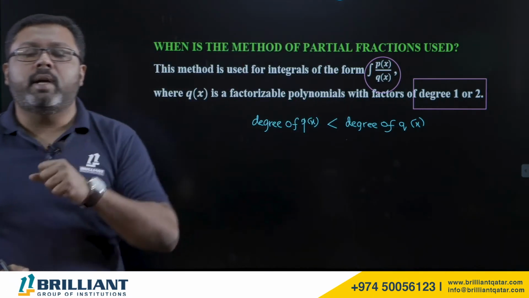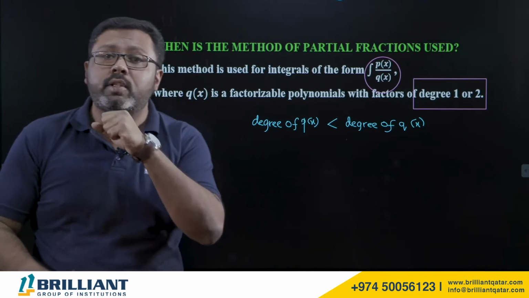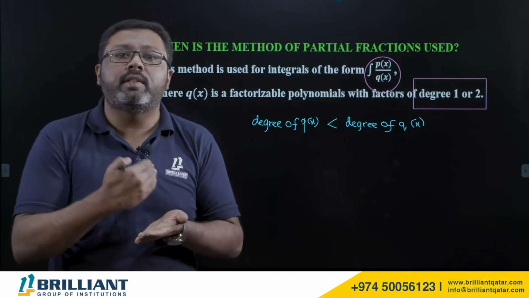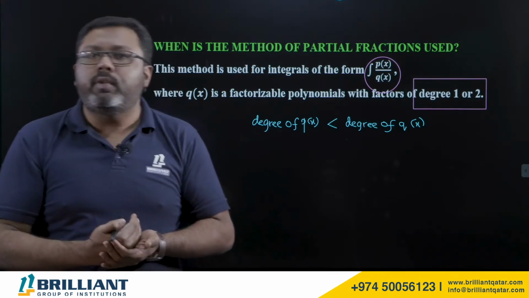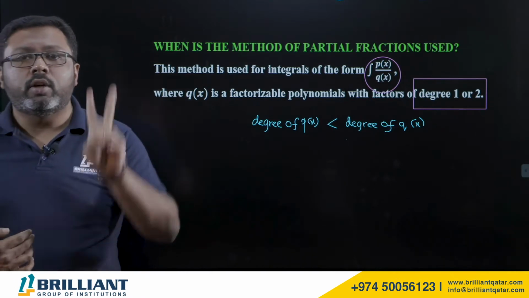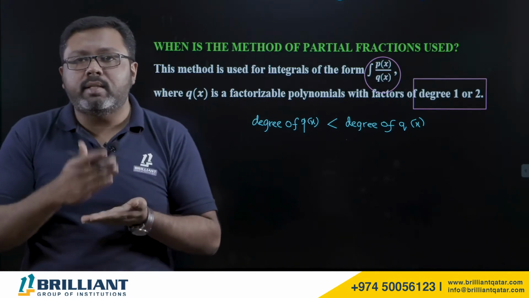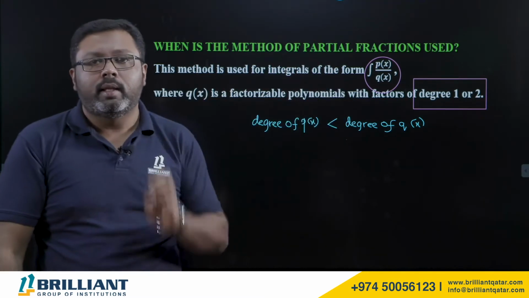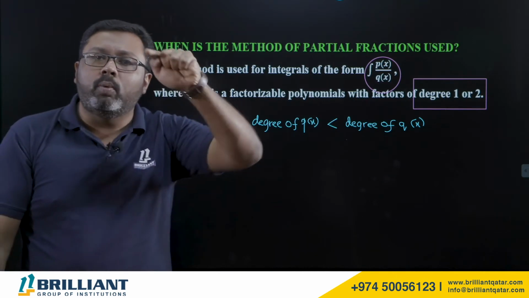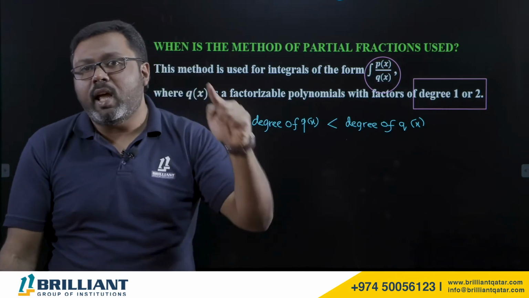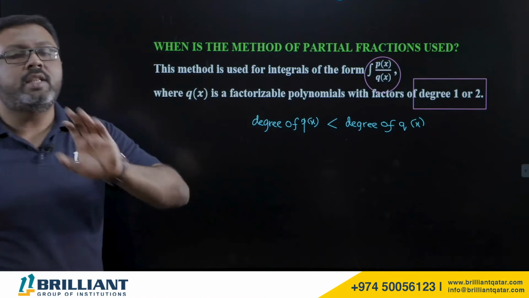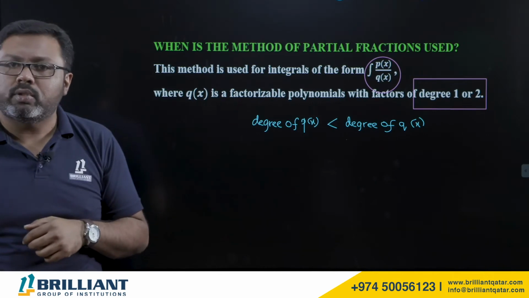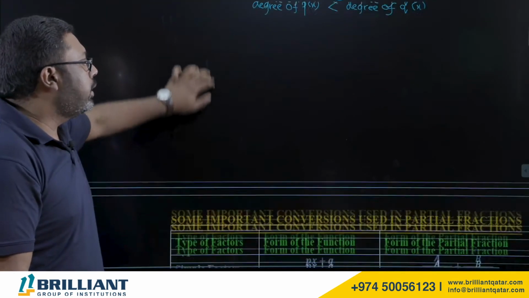So once again, keep two things in mind. When do we use method of partial fractions? When we are doing integrals of the form p of x by q of x, where p of x and q of x are polynomial functions, the first thing. Second thing, q of x should be factorizable, where each of the factors should be of either degree 1 or 2. Third one, the degree of the numerator p of x should be less than the degree of the denominator. These are the three things that you should keep in mind. Only then can you use method of partial fractions. Okay. Now, let's go for the method now.